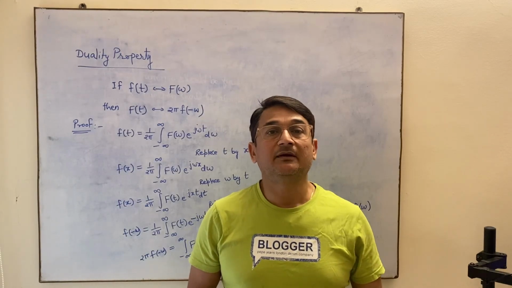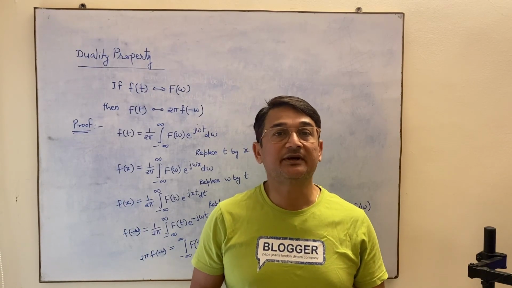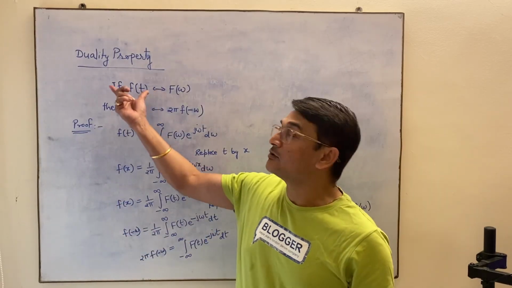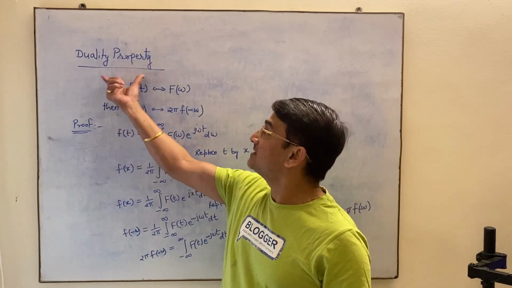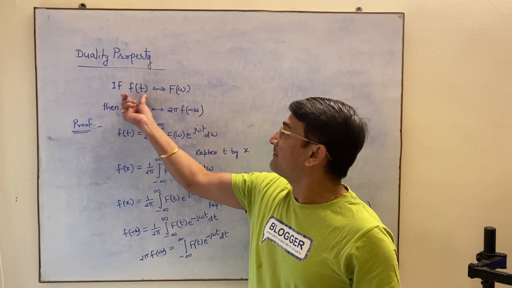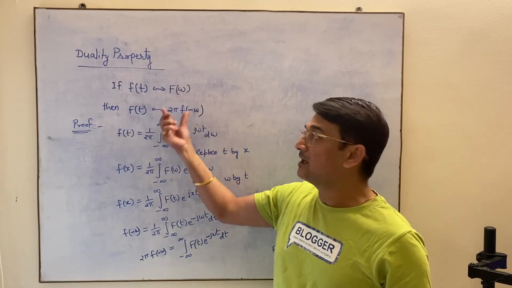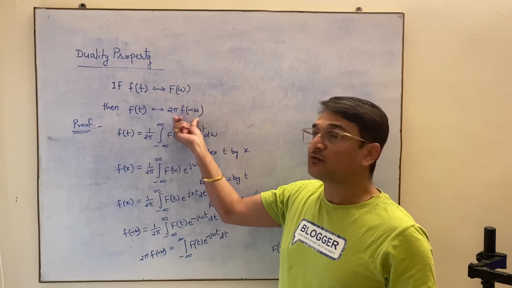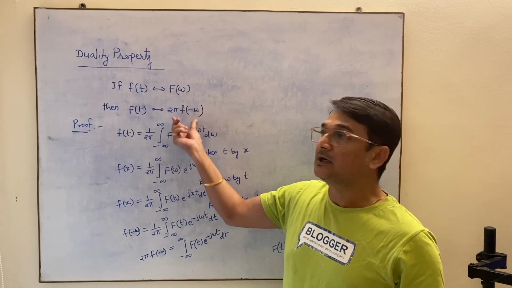Hello students, in the series of properties of Fourier transform, three more properties need to be discussed. Out of these three, the first property is the duality property. The duality property says that if f(t) has a Fourier transform F(omega), then capital F(t) is the Fourier transform of 2 pi f(-omega).